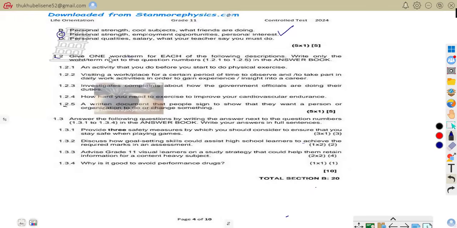1.2 says give one word or term for each of the following descriptions. Write only the word or term next to the question number 1.21 to 1.25 in the answer book. So 1.21, it says an activity that you do before you start to do physical exercise.